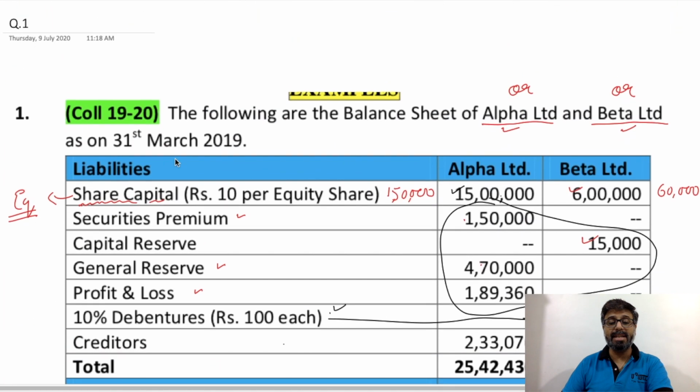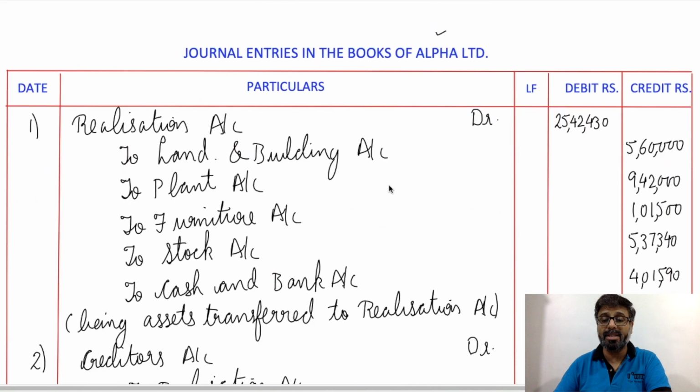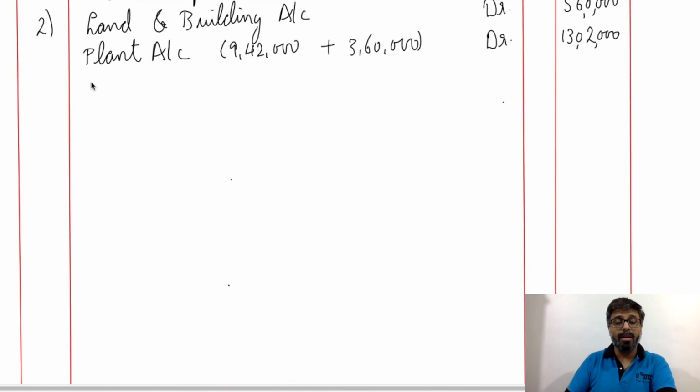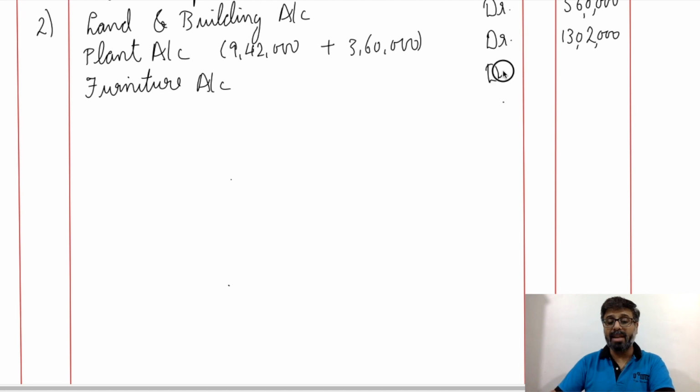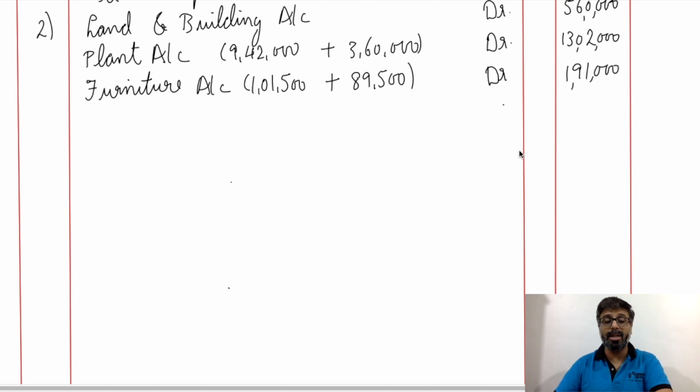Then after plant, which is the next asset, we have furniture. So furniture account debit with again 1,01,500 plus 89,500. Okay. Sorry, furniture will be worth what amount? Furniture account debit with Alpha Limited's furniture 1,01,500 plus Beta Limited's furniture 89,500. So 1,91,000 of furniture in Gamma Limited now after acquiring both the companies.